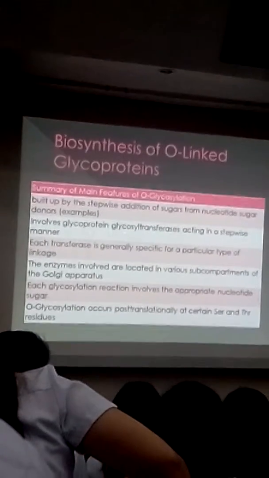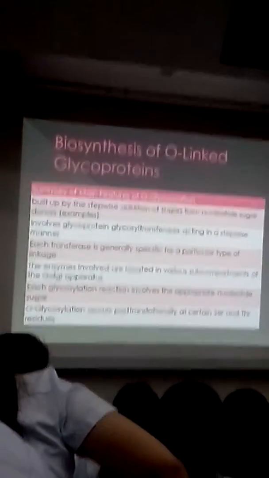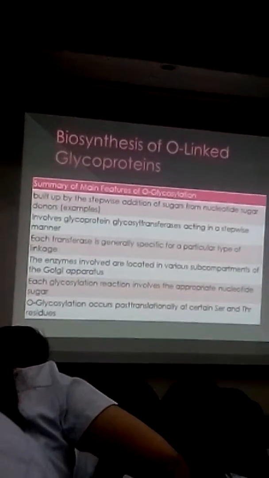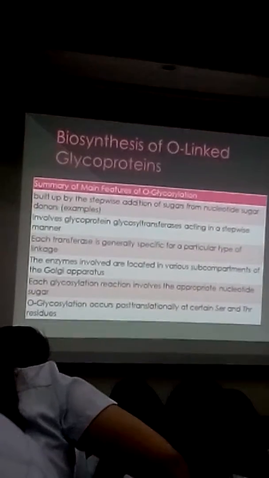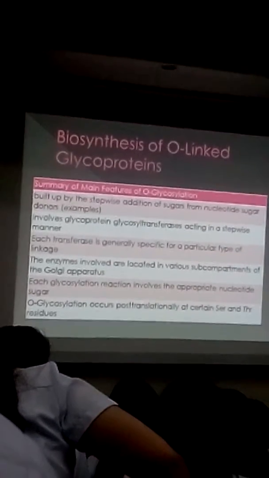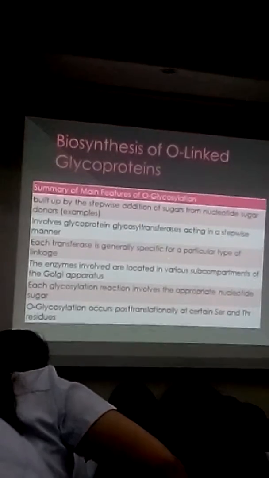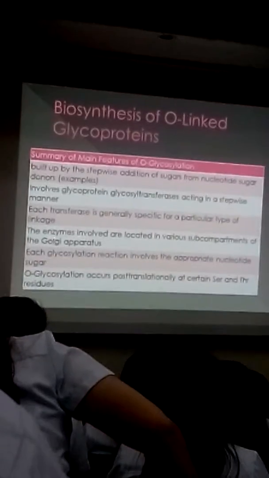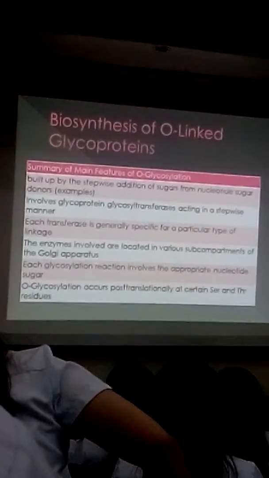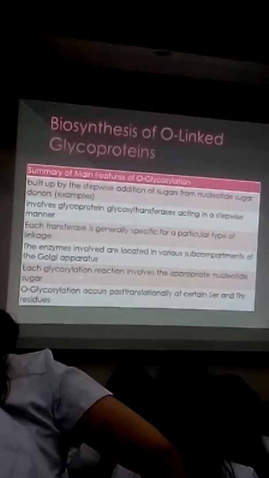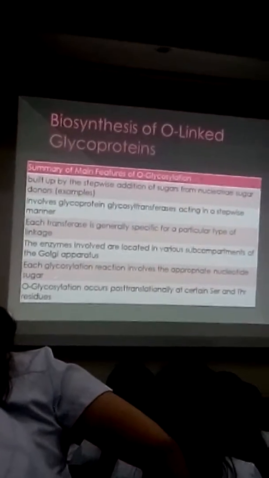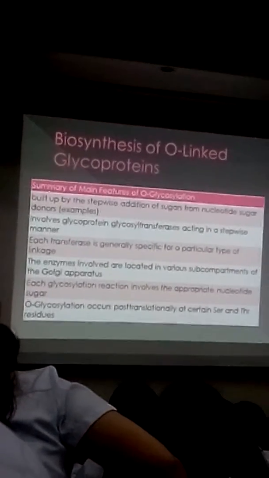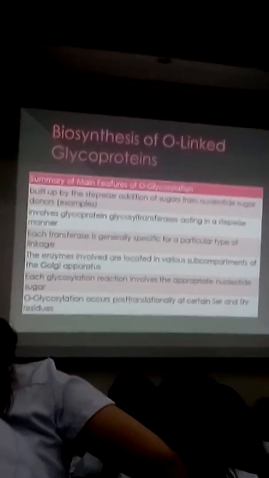Alright, and it involves glycoprotein glycosyl transferase. This is the enzyme acting also in a stepwise manner. So unlike the N-link, this O-link is step by step. And each transferase is generally specific for a particular type of linkage. The enzymes involved are located in various compartments of the Golgi. And each glycosylation reaction involves the appropriate nucleotide sugar. Okay, this is one of the characteristics which differentiate O-link and N-link.